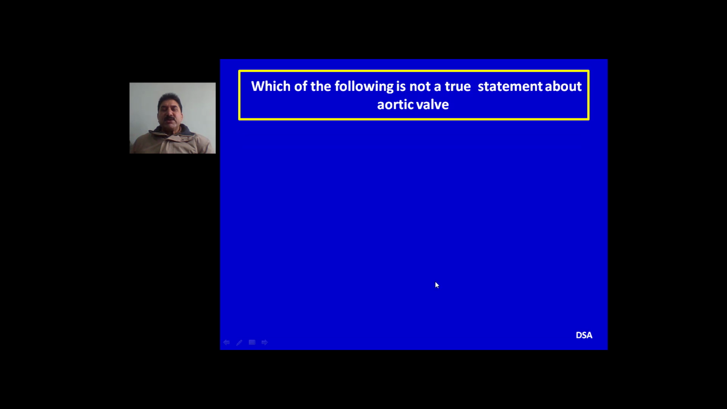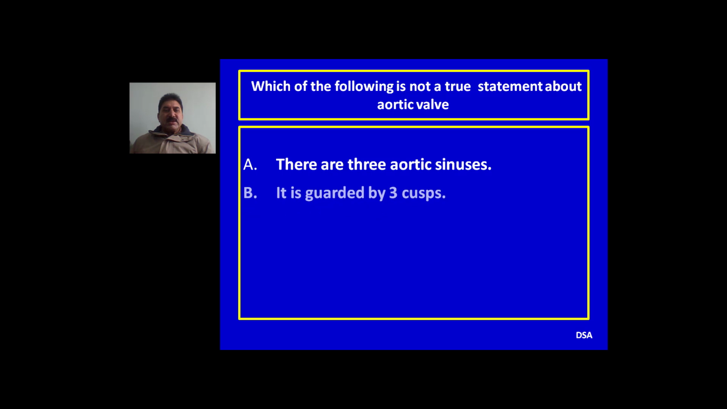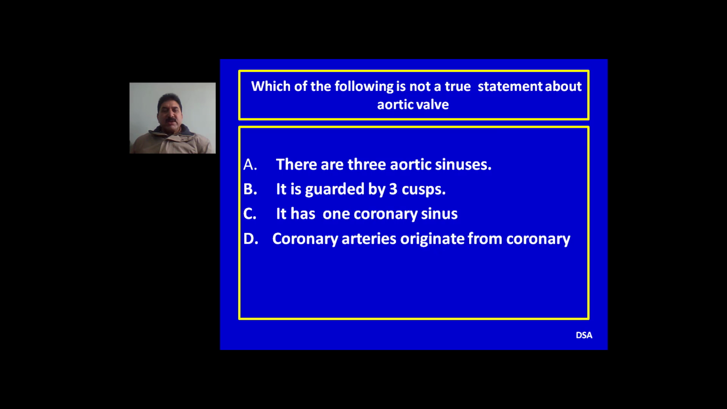Which of the following is not a true statement about the aortic valve? A. There are three aortic sinuses. B. It is guarded by three cusps. C. It has one coronary sinus. D. Coronary arteries originate from the coronary sinus. C is the wrong option.